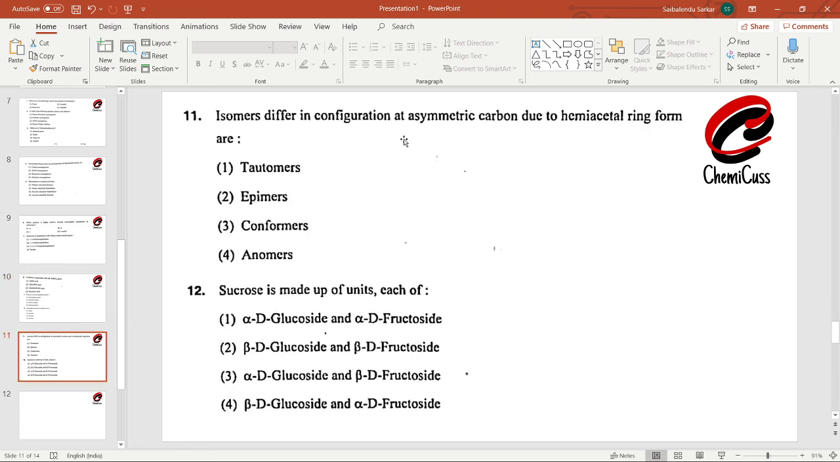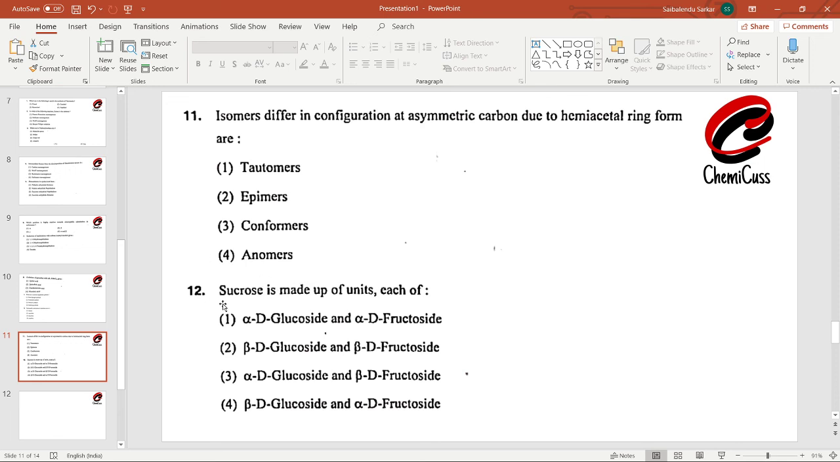Moving on to question number 11: isomers differing in configuration at the asymmetric carbon due to the hemiacetal ring formation. The answer for this one is anomeric carbon. The anomeric carbon is the carbon nearest to the ring oxygen, and it creates this isomerism by placing the group or atom above or below the plane.